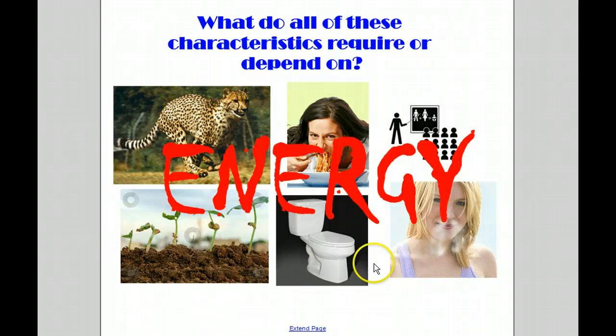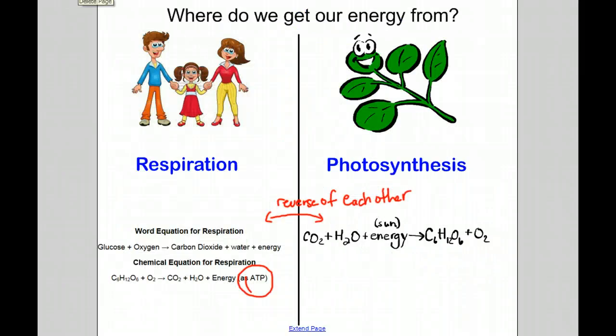So all of these really revolve around the need for energy. We can't do any of these processes if we don't have energy. So this unit really focuses on how all organisms, plants and animals, obtain their energy. So where do we get our energy from?